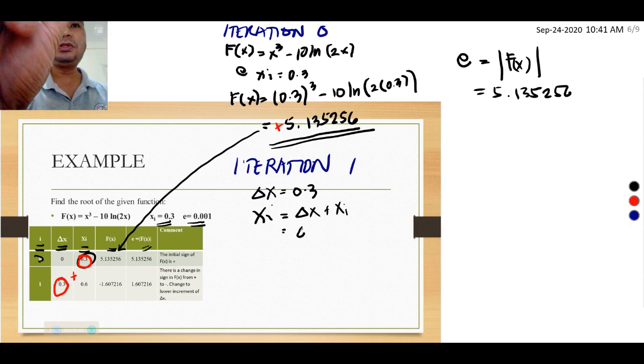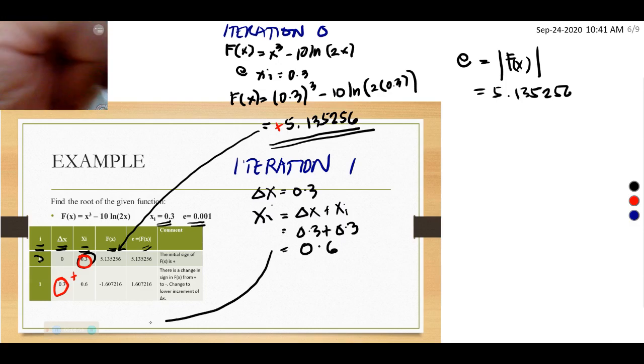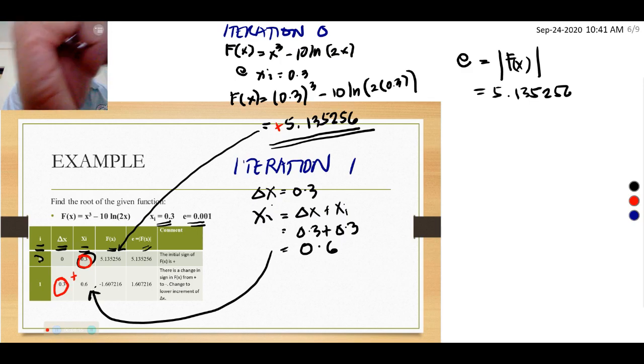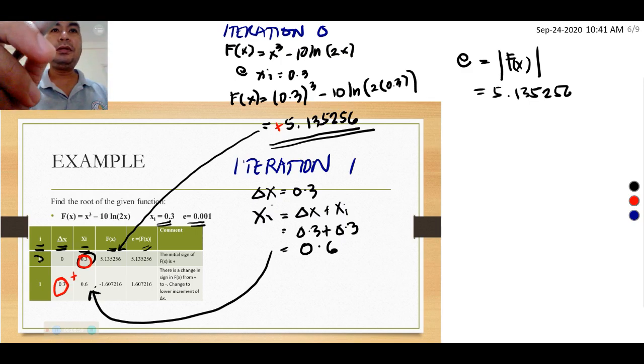Is equal to 0.3 plus 0.3. That gives you 0.6. So that's why 0.6 is reflected here. And then we will substitute that value 0.6 to the f of x. So let us now solve for f of x.